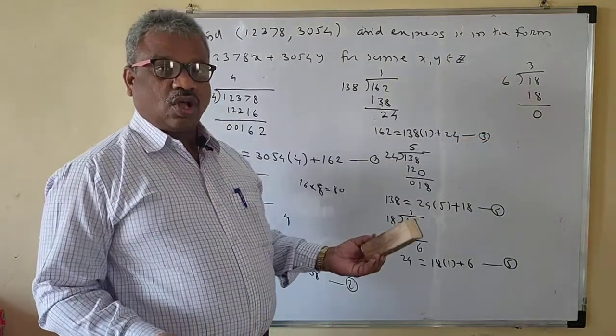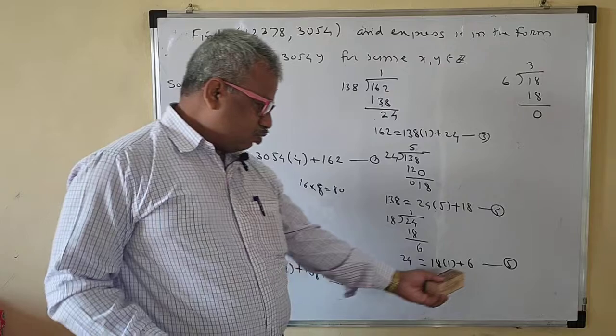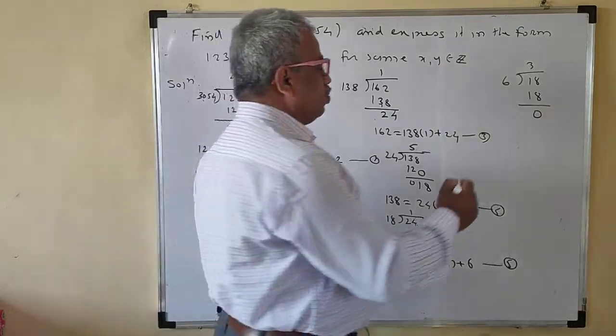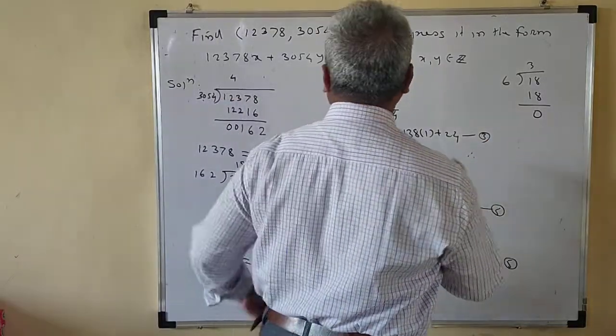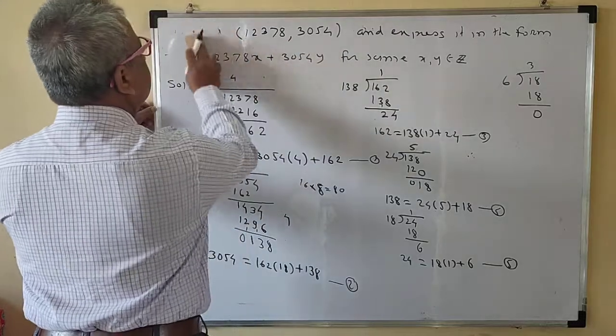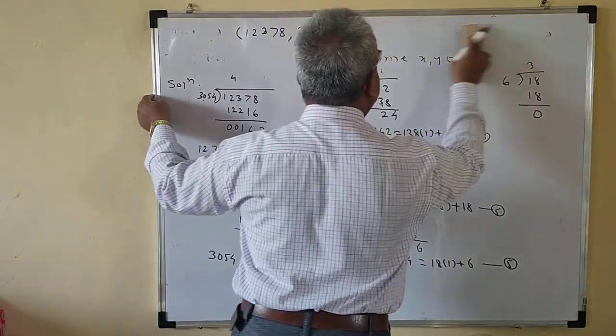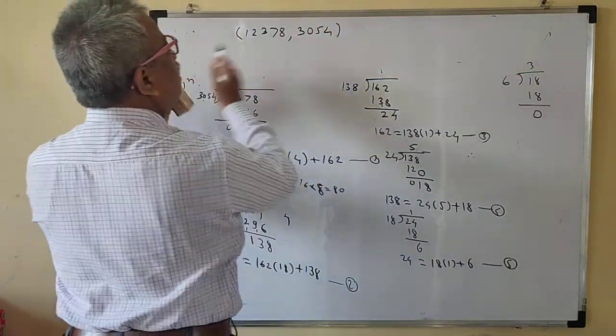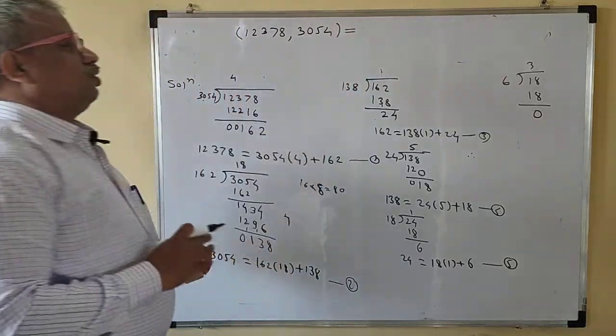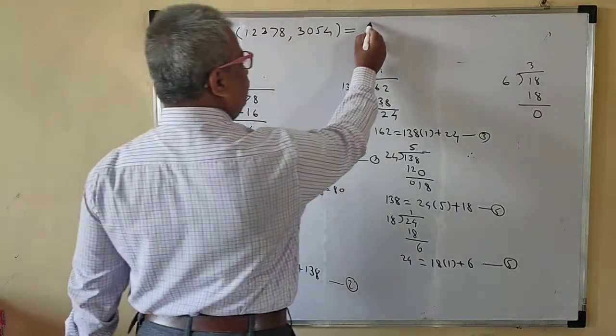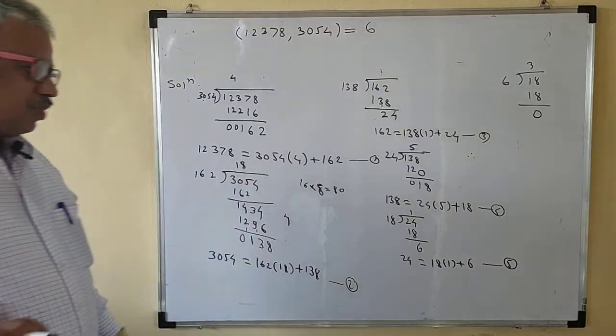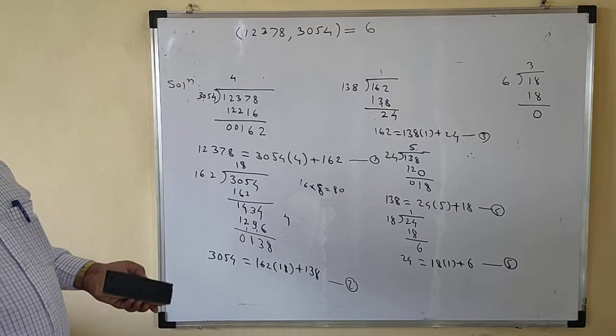See the last non-zero remainder. The last non-zero remainder is 6, right? So therefore GCD of this is 6. GCD is 6. Okay, we get a GCD now.